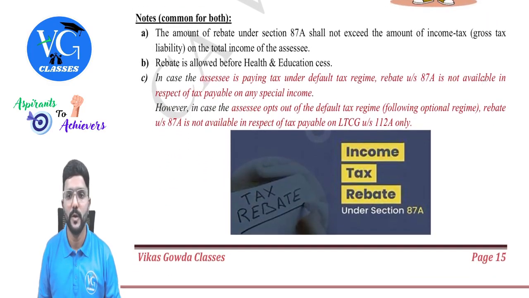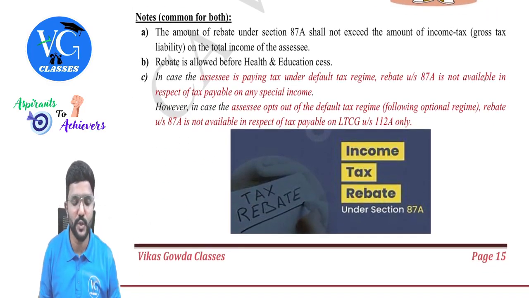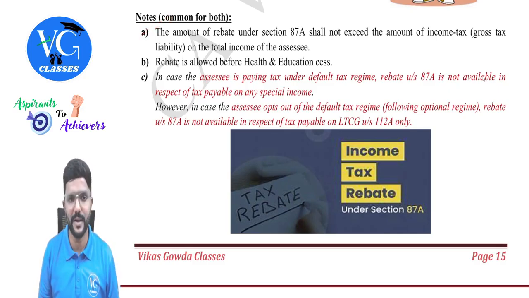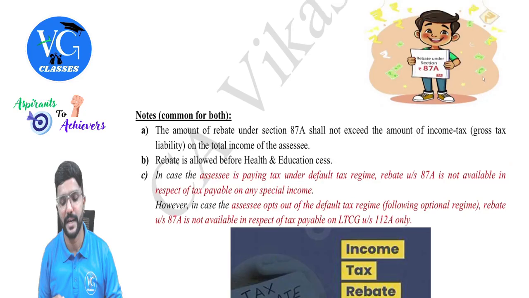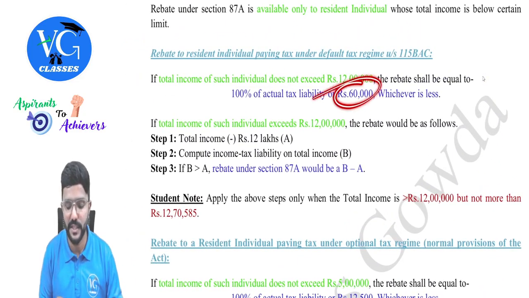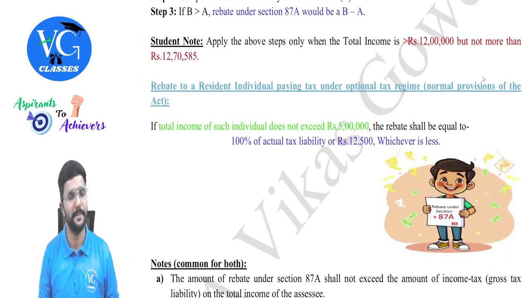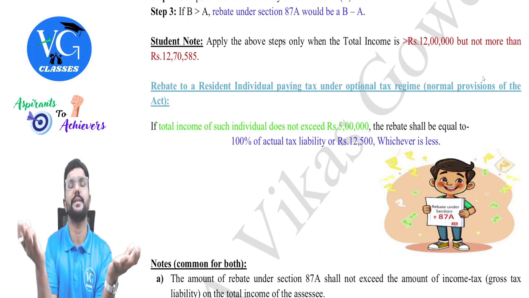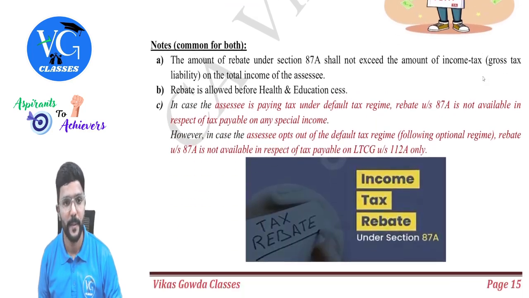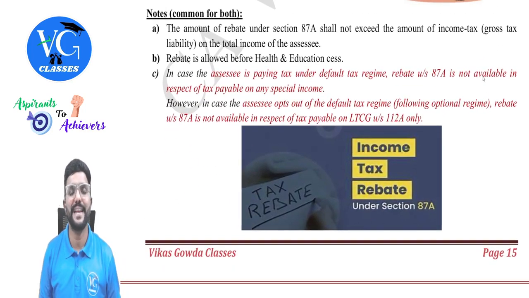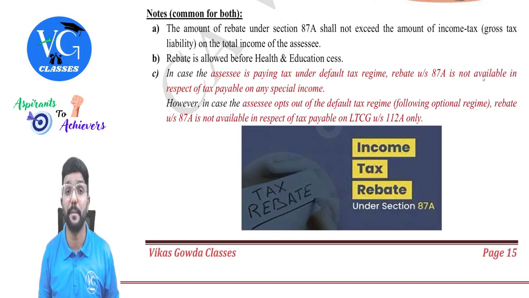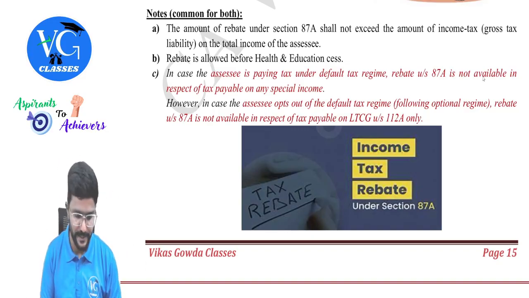There are a few notes on rebate. First one, the amount of rebate under Section 87A shall not exceed the amount of income tax, that is nothing but gross tax liability on the total income of the assessee. So here maximum 60,000, whereas here maximum 12,500. And it is not flat. It is maximum actual tax liability or the limit, whichever is lower. Then rebate should always be calculated before health and education cess. Please be careful because sometimes students in a hurry first add health and education cess, then provide rebate. Please don't make that mistake.